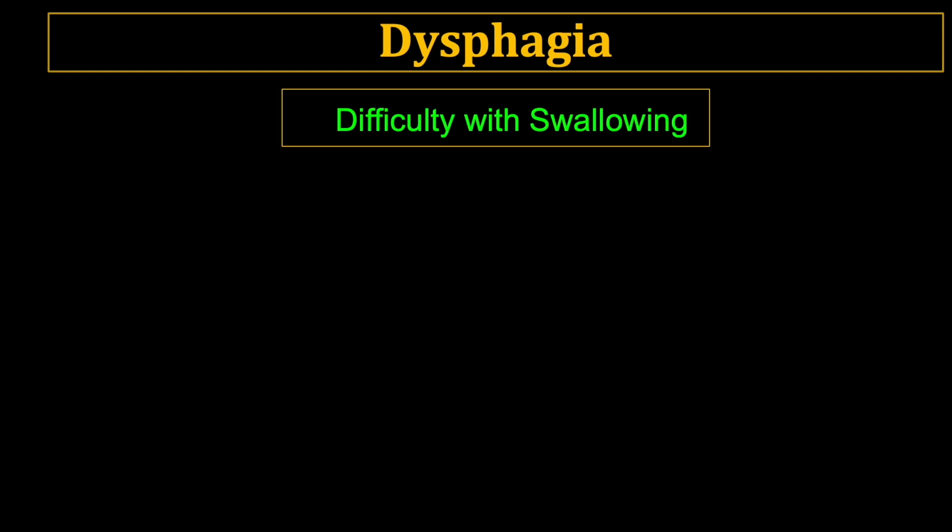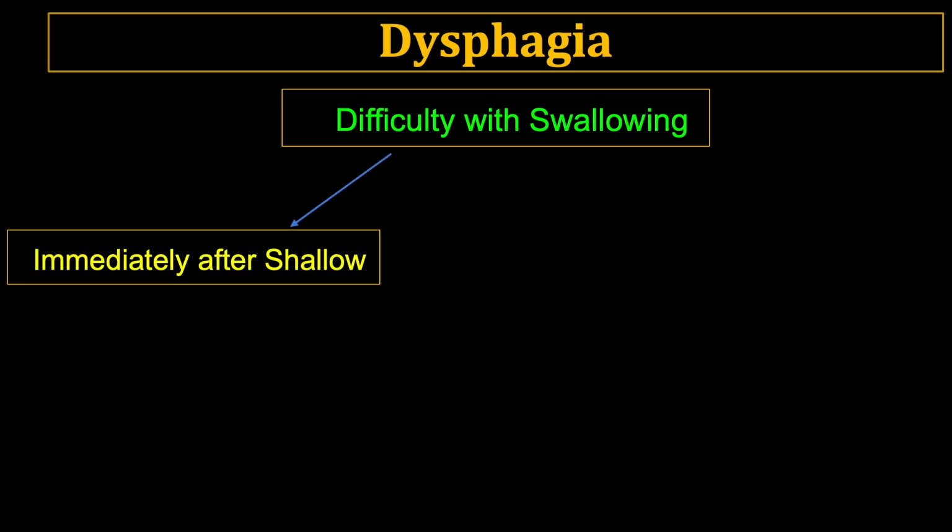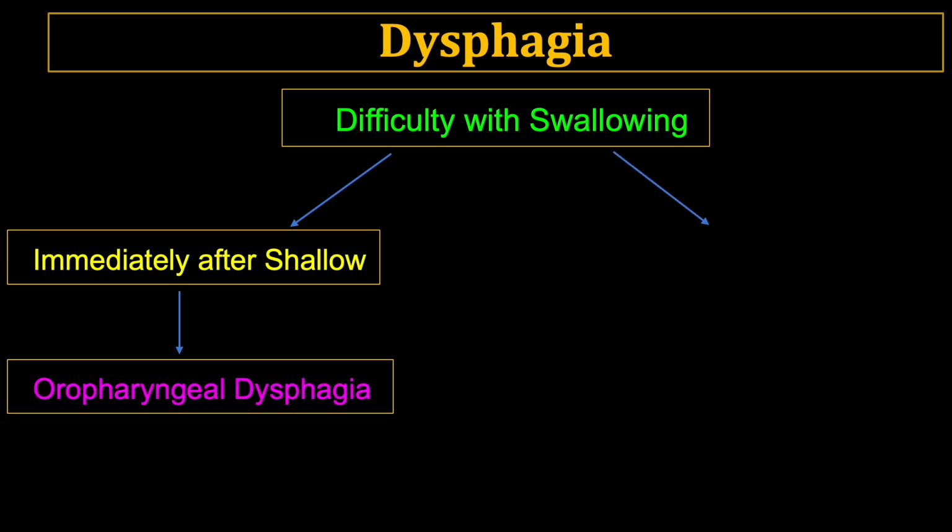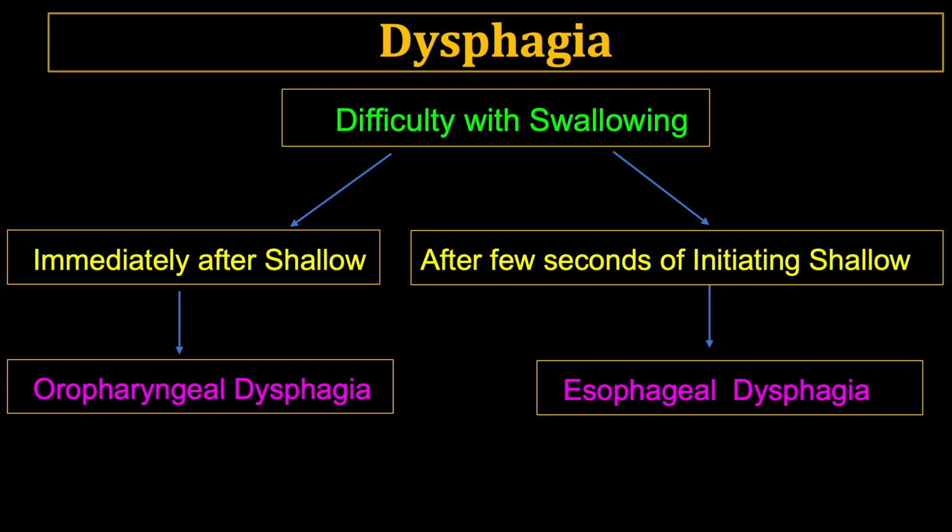We already know dysphagia means difficulty with swallowing. Depending on the time of onset, dysphagia is of two types: oropharyngeal dysphagia and esophageal dysphagia. If difficulty with swallowing happens immediately after swallow, then it is oropharyngeal dysphagia. If it happens after a few seconds of initiating swallowing, then it is esophageal dysphagia.